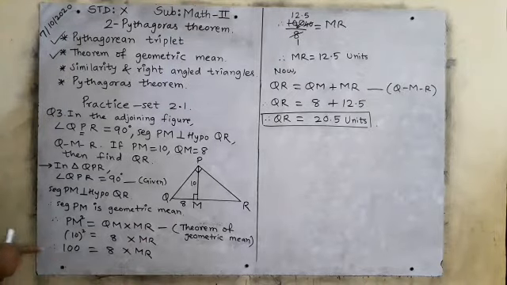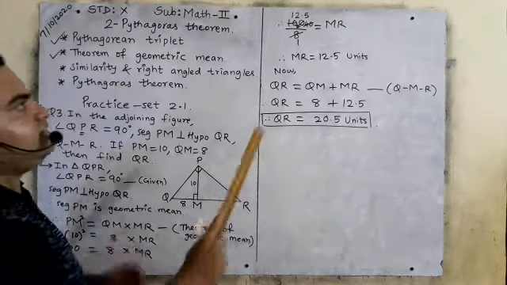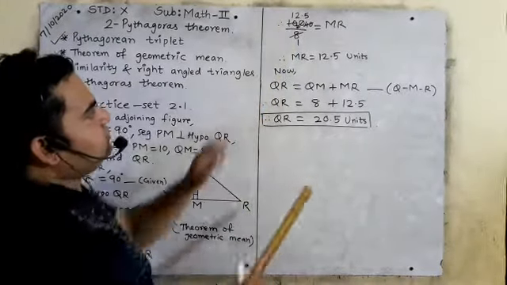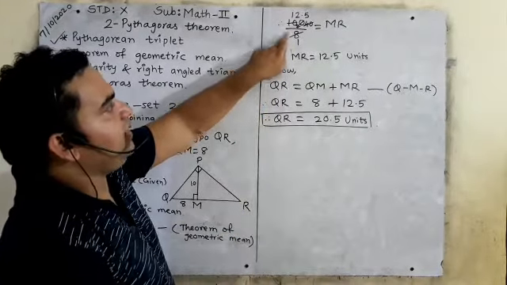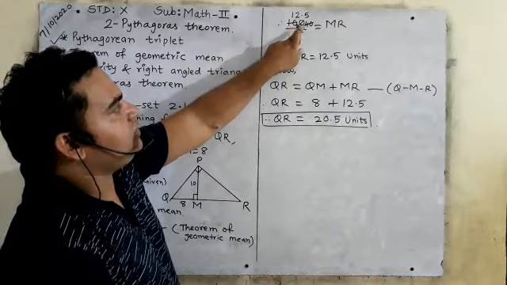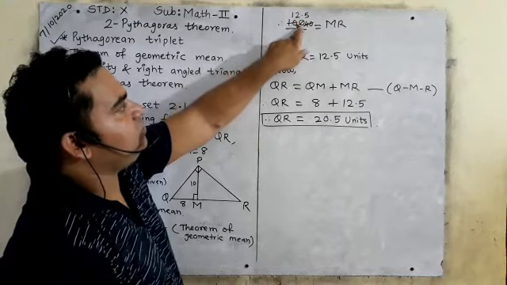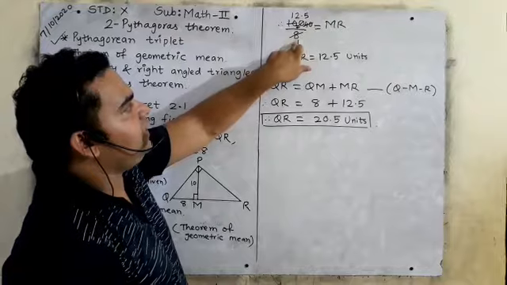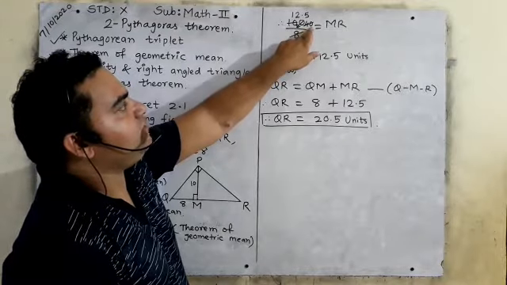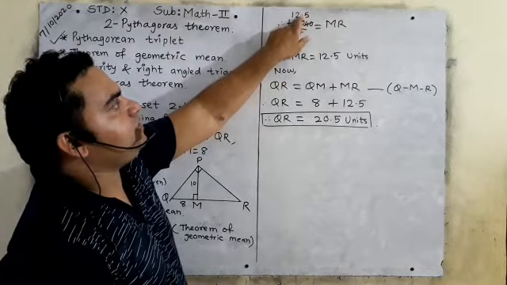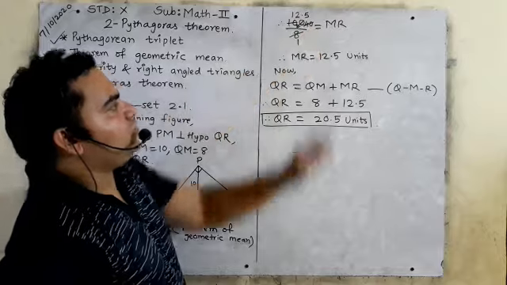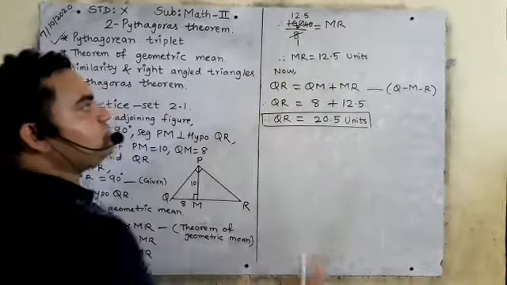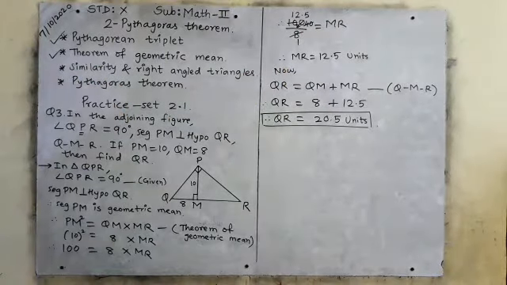This 8 will come to the left hand side and it will divide the 100. So 8 ones are 8, 10 was there, 2 remain, 20. 8 twos are 16. 4 remain. So in the 8 times table 4 does not come. So I will add 0 and put a decimal point. 8 fives are 40. So therefore MR is equal to 12.5 units.